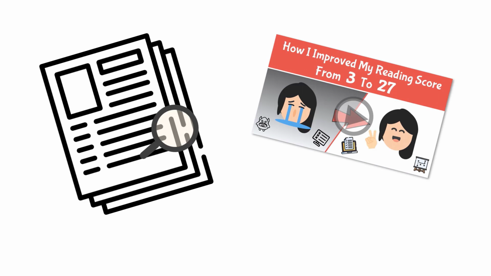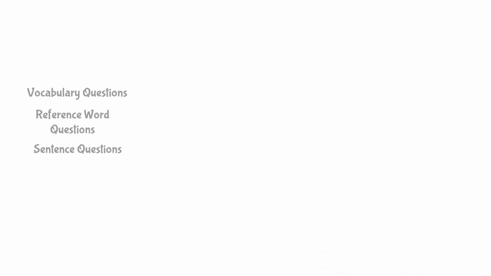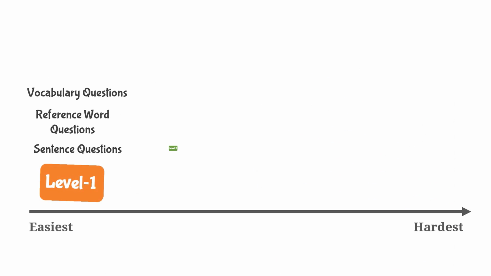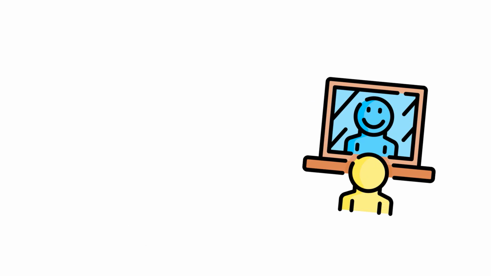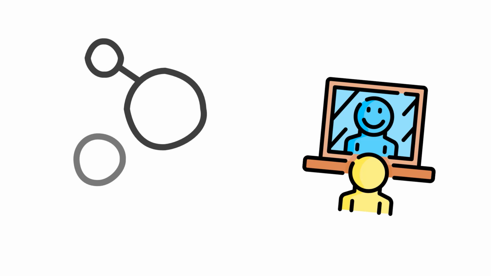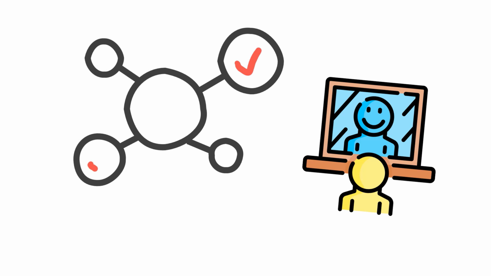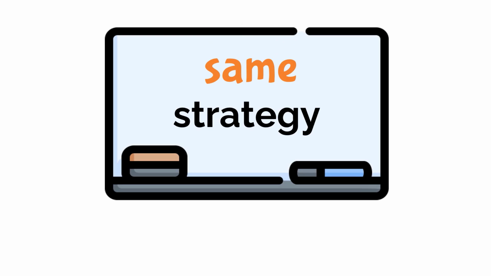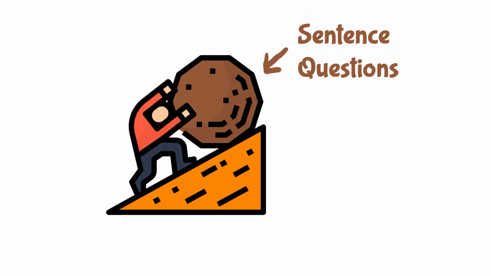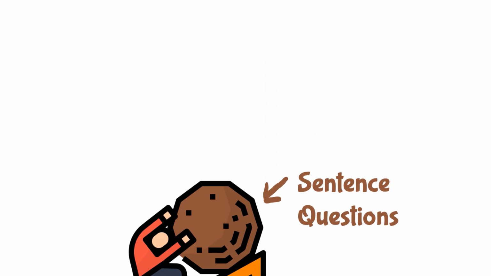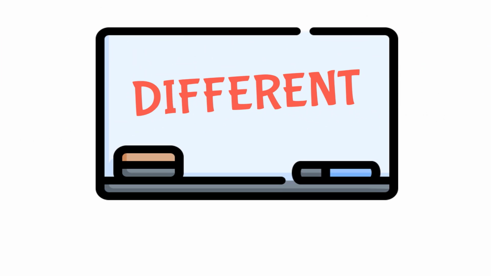In my previous video, how I improved my reading score from 3 to 27, I ranked vocabulary questions, reference word questions, and sentence questions as level 1 questions, which are the easiest in the TOEFL reading. They are very similar. All of them require us to figure out the meaning or connection of the highlighted words, phrases, or sentences. Do we use the same strategies for them? Definitely no. Sentence questions are the most difficult among all level 1 questions. We must use different strategies for them.